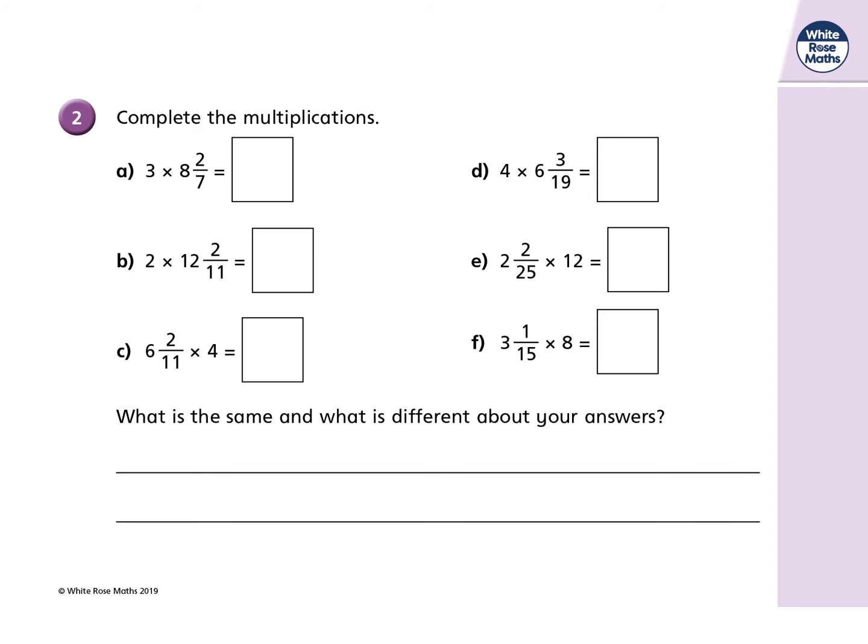And finally for F, 8 times 1/15, and then 8 times 3 full ones. Break it down, put the calculation together at the end. What is the same and what is different about your answers? So as you're putting these answers down, you should be able to spot some patterns between them. Okay? Maybe pause the video to write down the calculations.